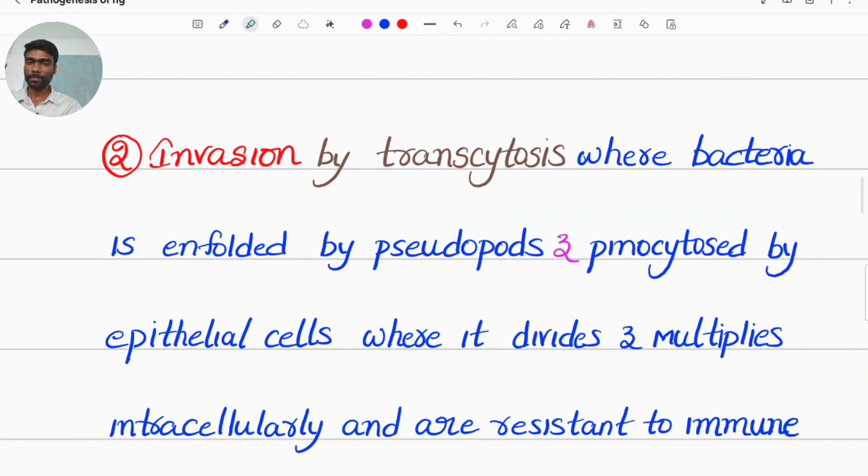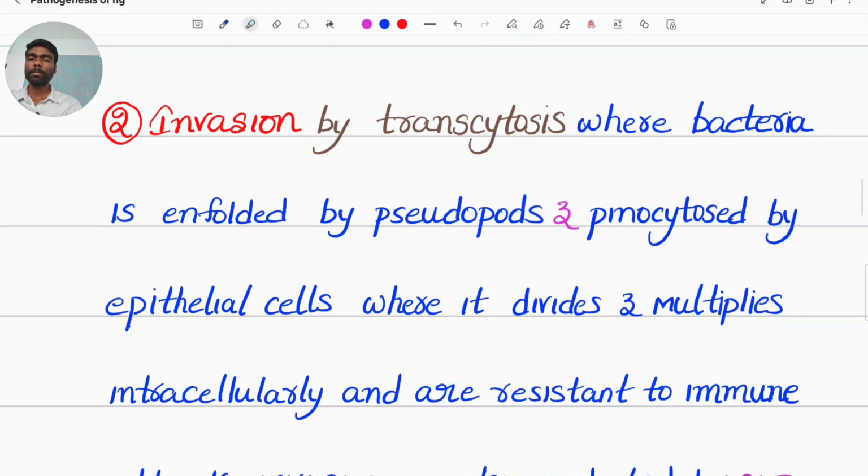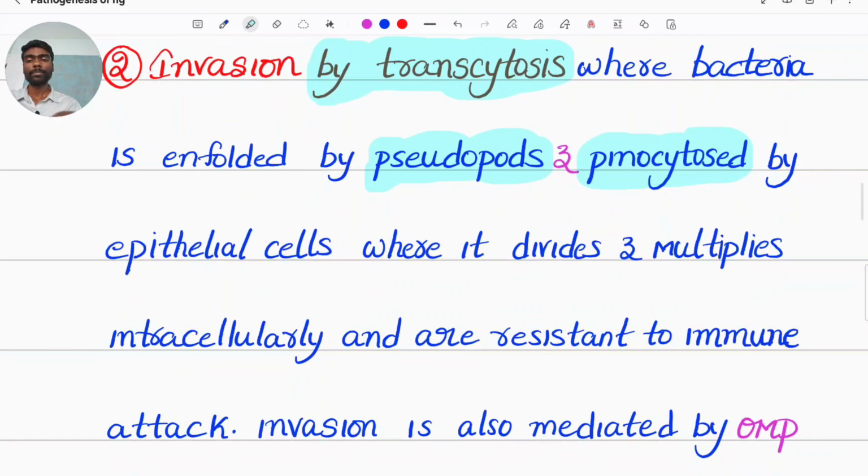Coming to invasion, by transcytosis. What is meant by transcytosis? Entry of the organism at one end and exit at the other end of the cell by means of endocytosis at the apical end and exocytosis at the basal end. The bacteria is enfolded by pseudopods and pinocytosed. This is the mechanism of endocytosis by epithelial cells, where it divides and multiplies intracellularly. When it is intracellular, it is resistant to immune attack.